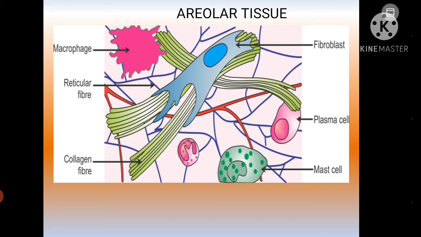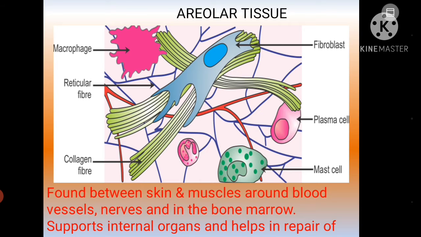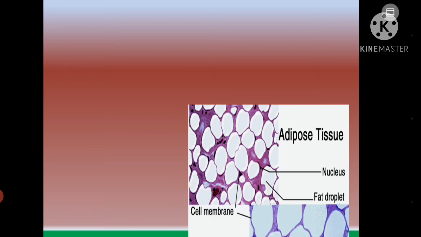Where exactly are these types of tissues present apart from skin and muscles? They are present around blood vessels, in the bone marrow, as well as in nerves. So this type of areolar tissue provides toughness and flexibility to the tissues and organs. Let's move to the next. It also helps in repair.